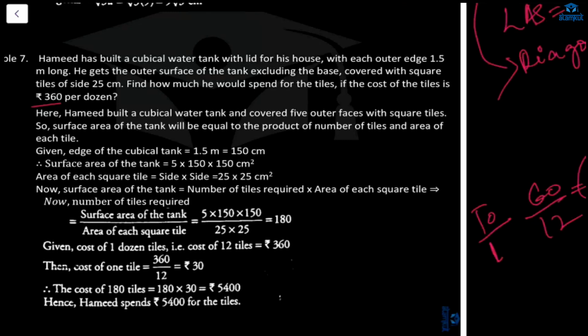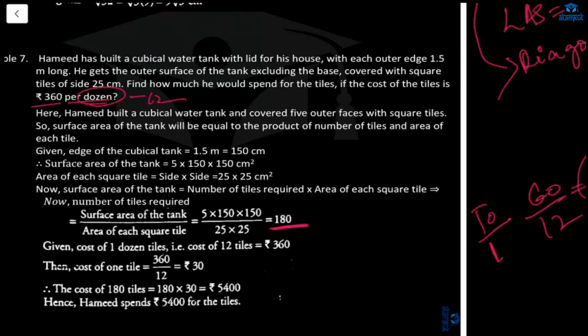Okay. So first of all, what you are going to do, to find the number of tiles, you need to find out the area in which we are placing the tiles. So the surface area of the tank we are going to find out, and then we are going to divide it by the area of one tile to get the number of tiles, 180. And since the price per dozen is given, and dozen means 12, we are going to divide this 180 by 12. And then in fact, you can do it like this.